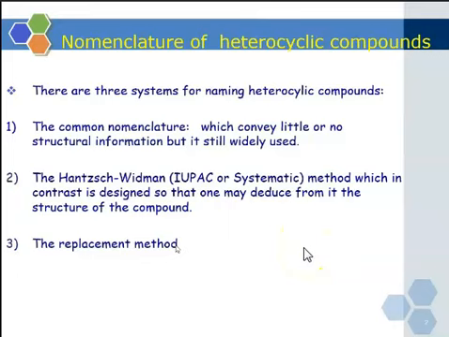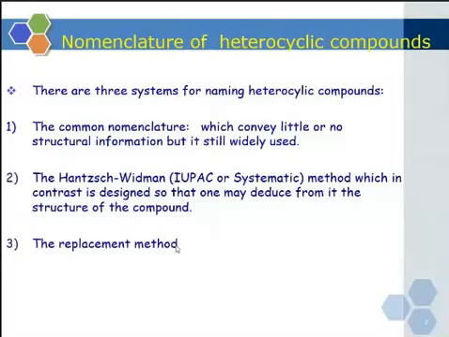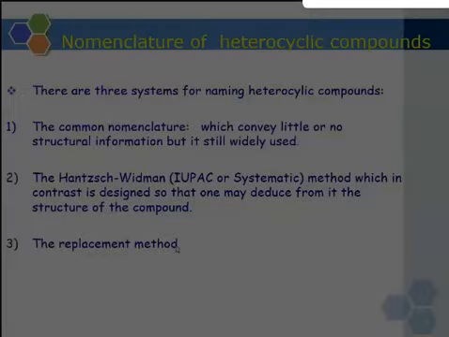As per your syllabus, we are going to study the detailed chemistry of three heterocyclic compounds called pyrrole, furan, and thiophene. However, before we go for the details of these heterocyclic compounds, first of all, we must learn the method of nomenclature of heterocyclic compounds.